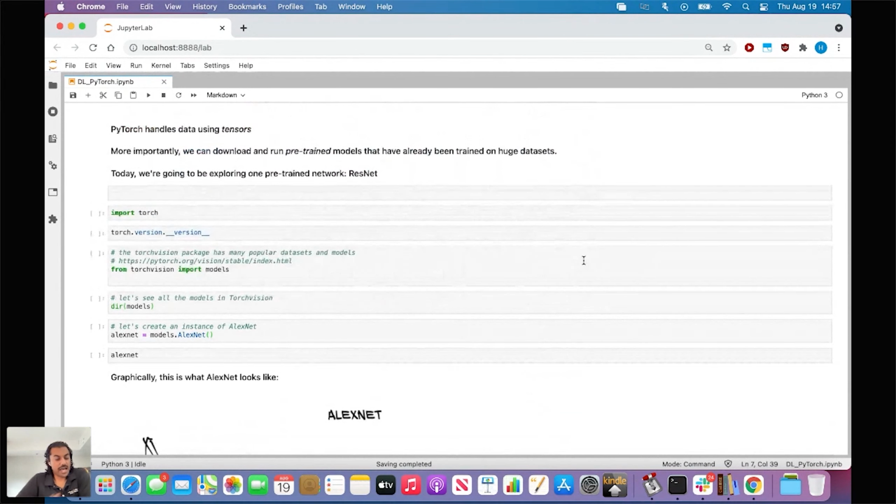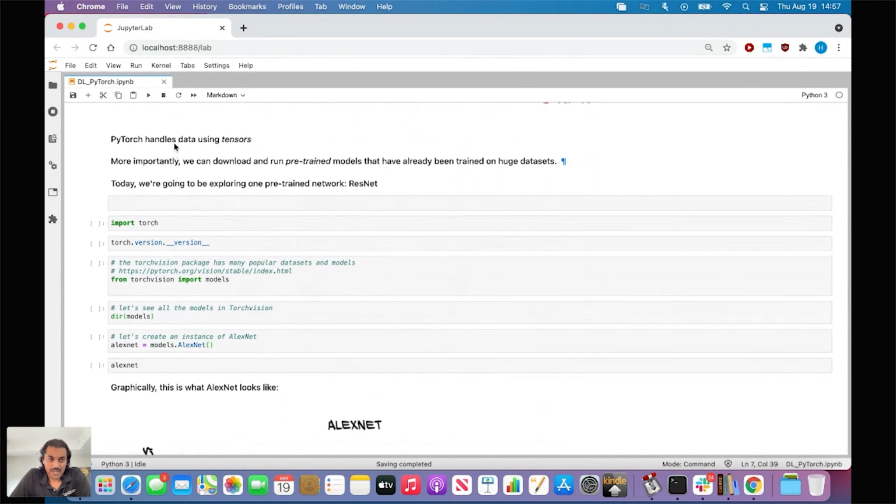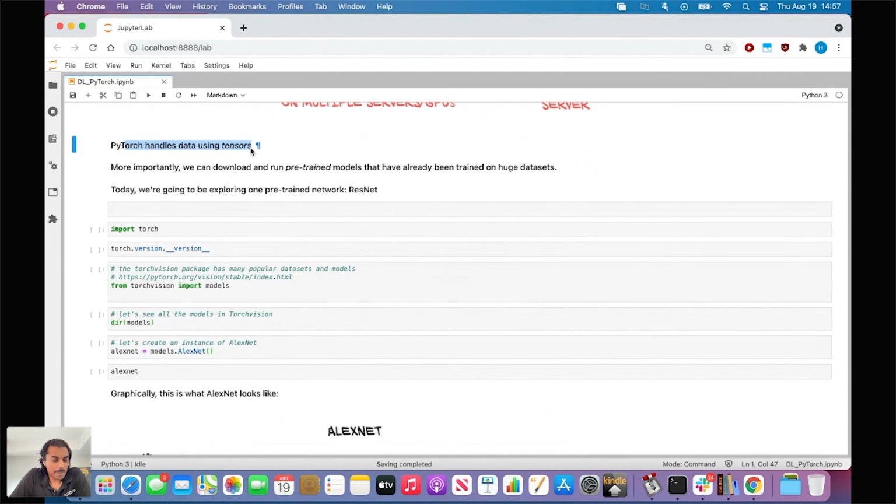So I have an example here that I want to walk through. Again, really quickly, instead of the very basic vectors that we did in our example, PyTorch handles data with something called tensors, right?